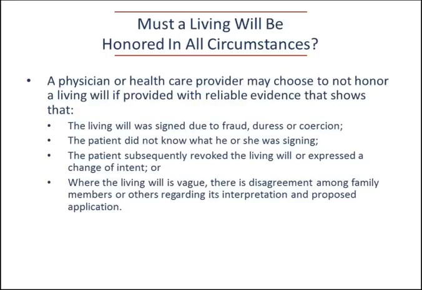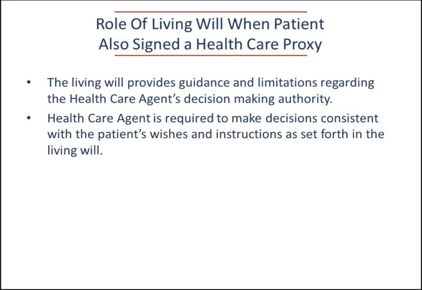Or if the living will is vague and there is disagreement among the family members or others regarding its interpretation and the proposed application. And that tends to happen, of all of these items on this slide, that tends to happen the most, where the living will was created by an attorney or perhaps something that the person got off the internet, and it's very vague. And in those situations, if there's disagreement among family members, the healthcare provider can seek further clarification.